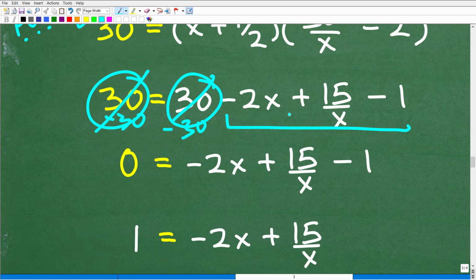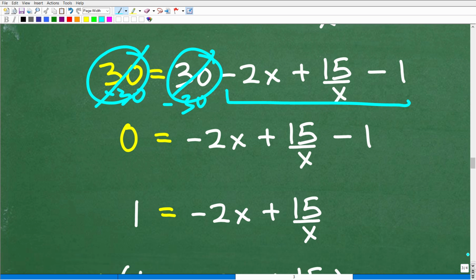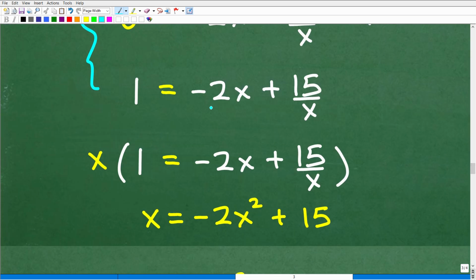That's going to be equal to minus 2x plus 15 over x minus 1. You could combine like terms, 30 minus 1, it's 29, and have 1. Either way, you're going to end up with 1 equals minus 2x plus 15 over x. So you can see all that algebra there. So this is where we're at. We have 1 equals minus 2x plus 15 over x. So what do we do here?